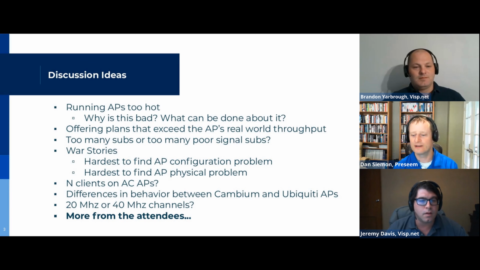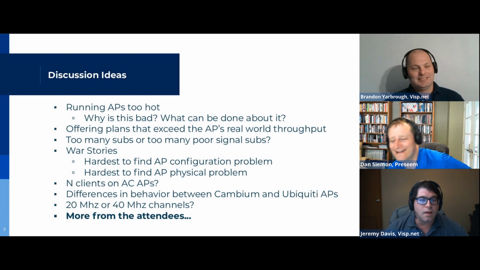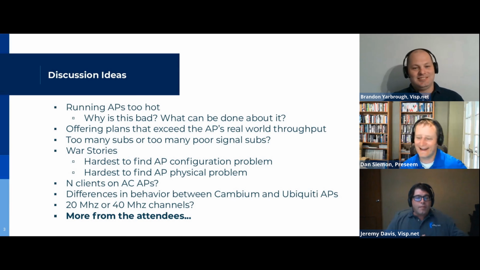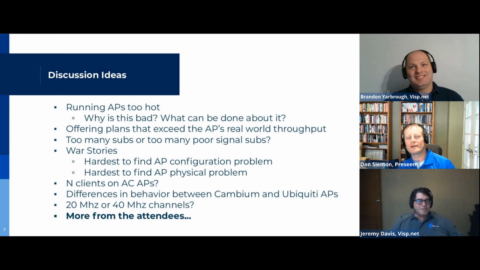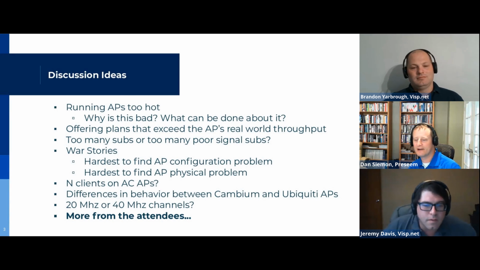So what's your nightmare story of having to deal with this? Do you have a nightmare story specifically with this, or just a nightmare? Overloaded APs in general. Have you had some scenario that was really hard to fix or really hard to debug, or just anything in that area?